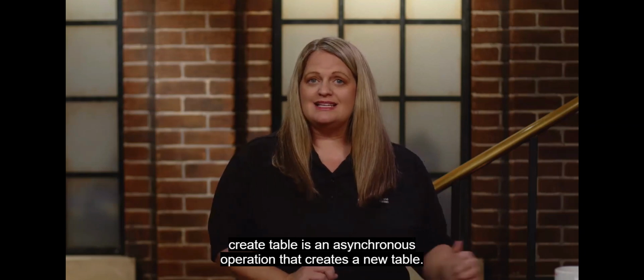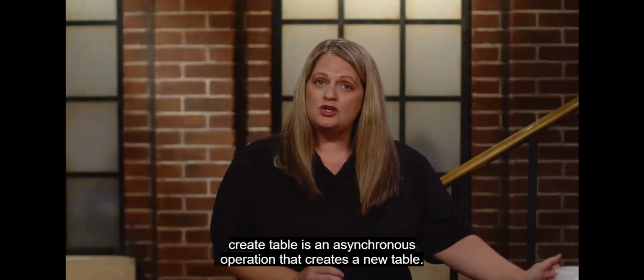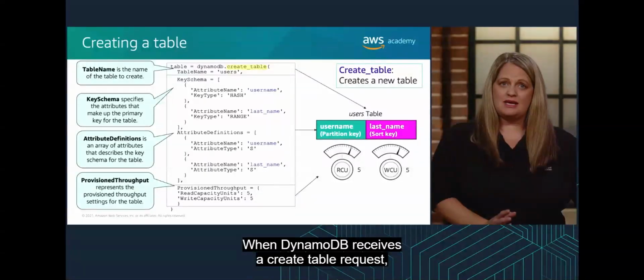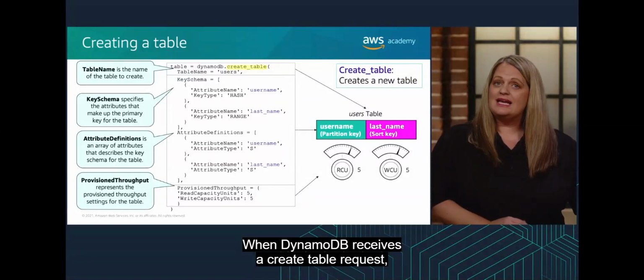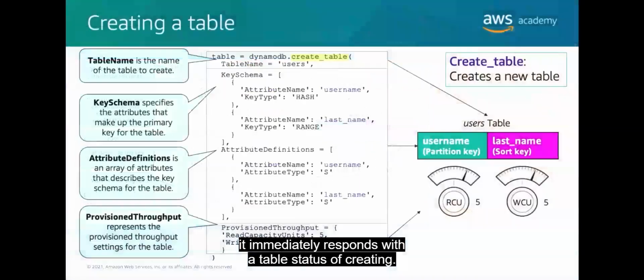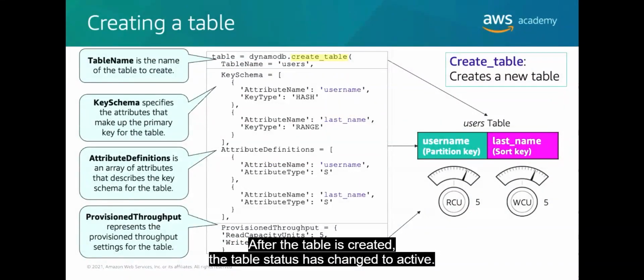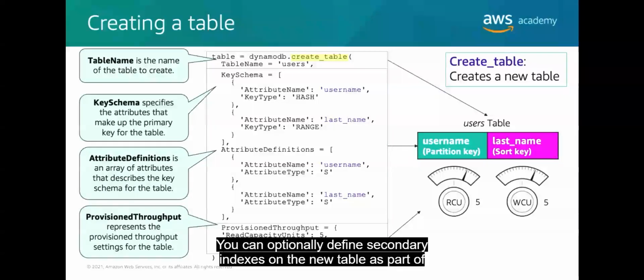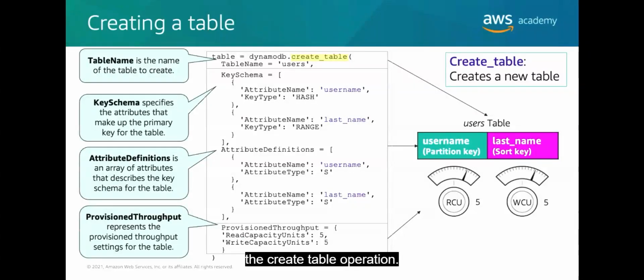Create table is an asynchronous operation that creates a new table. When DynamoDB receives a create table request, it immediately responds with a table status of creating. After the table is created, the table status is changed to active. You can perform read and write operations only on an active table. You can optionally define secondary indexes on the new table as part of the create table operation.